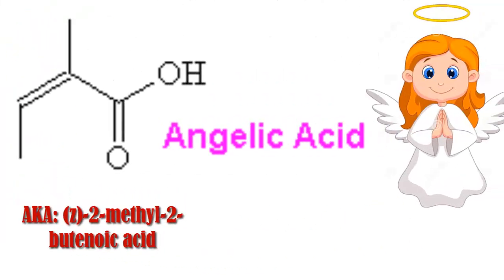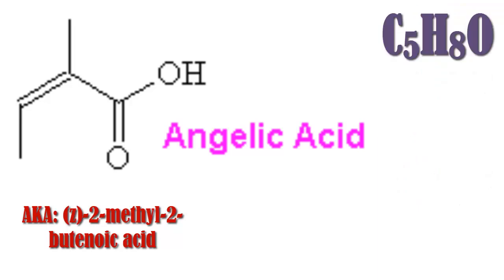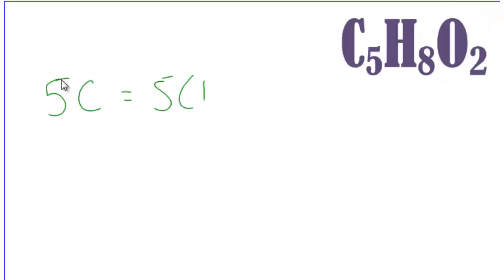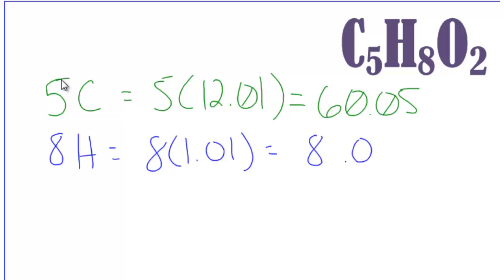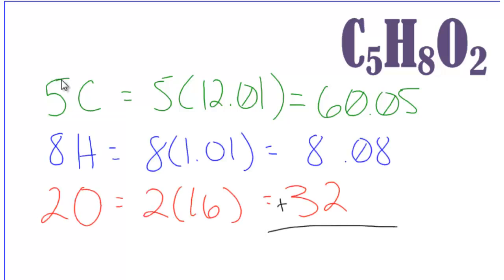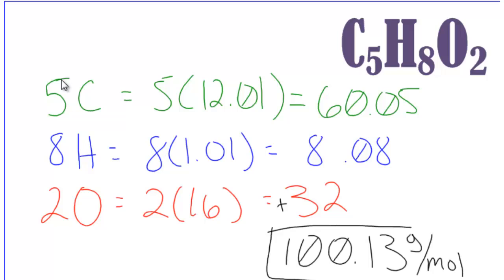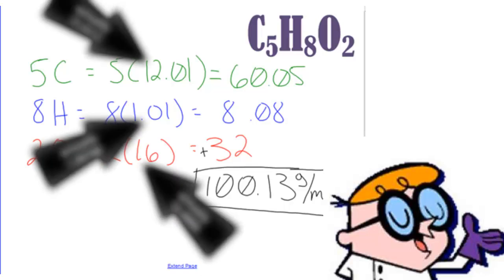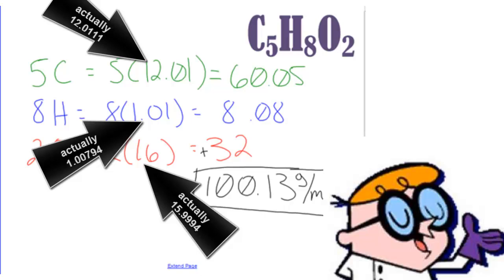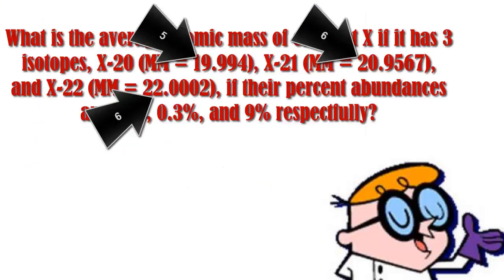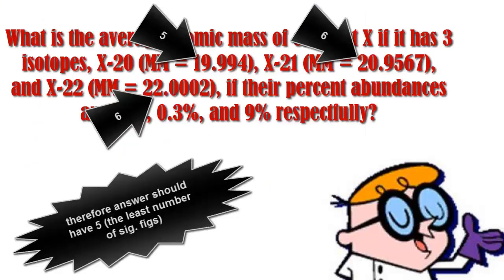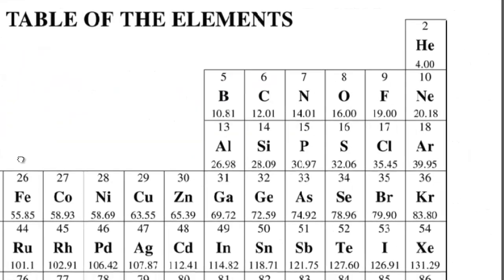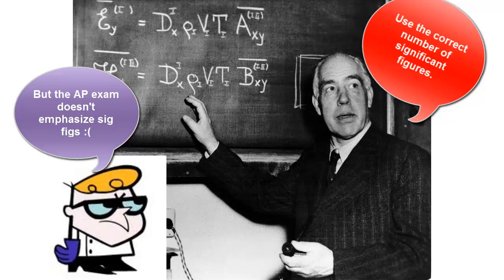For angelic acid, a covalent compound whose formula is C5H8O2, you have 5 carbons, 8 hydrogens, and 2 oxygens, and would have a molecular weight of 100.13 grams per mole. You'll notice that for each element, I used the molar mass from the periodic table and pulled away only 2 decimal places from it. This is a generality. Some teachers or professors prefer that you match how many significant figures are in the problem, or even tell you to use all of the numbers from the periodic table. Check with your teacher or professor on how many decimal places you should use.